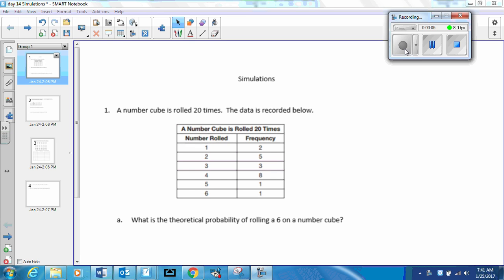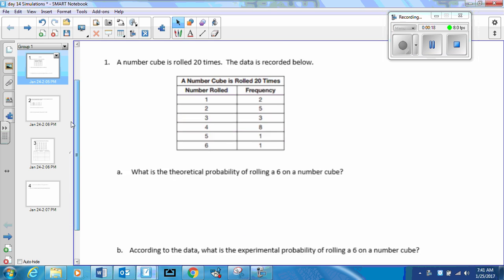You find probabilities when you're using simulation. So looking at the first example, a number cube is rolled 20 times. The data is recorded below. What is the theoretical probability of rolling a 6 on a number cube?